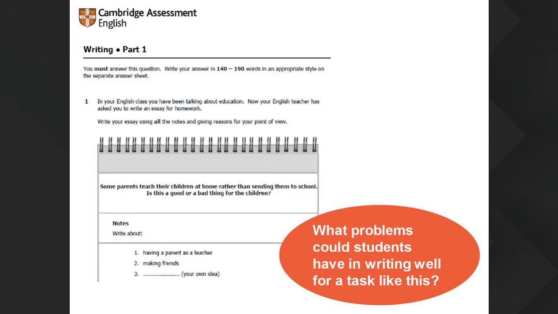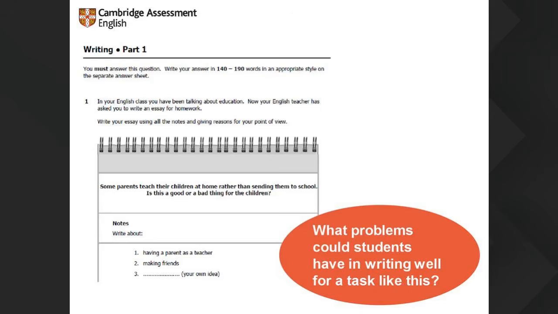Yeah, not understanding the task, Gisela, or not reading the question. Again, when we look at the criteria in a bit more detail, our criteria for content is the same for all levels. Basically, if they do what is asked of them and cover the content points, they should get full marks. So here they have to write about the title and include something about having a parent as a teacher, making friends, and their own idea. It's so discouraging when you see a beautifully written essay, but they've missed out one of the points, and they're always going to lose out on the content side.